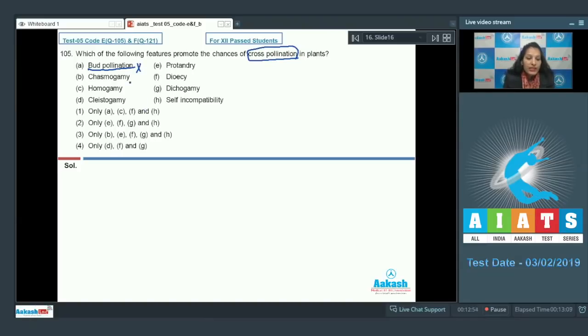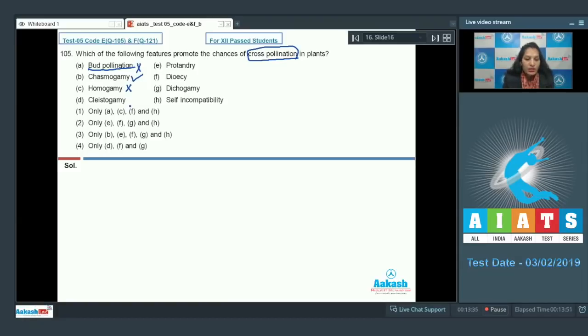B. Chasmogamy. Chasmogamy means the flowers which are chasmogamous, they open, they expose their sex organs, and there are chances of cross-pollination in these flowers. So this is correct. C. Homogamy. Homogamy means the maturation of both female and male gametes takes place at the same time, so that self-pollination can take place. So this reduces the chances of cross-pollination and promotes self-pollination. So this is also ruled out.